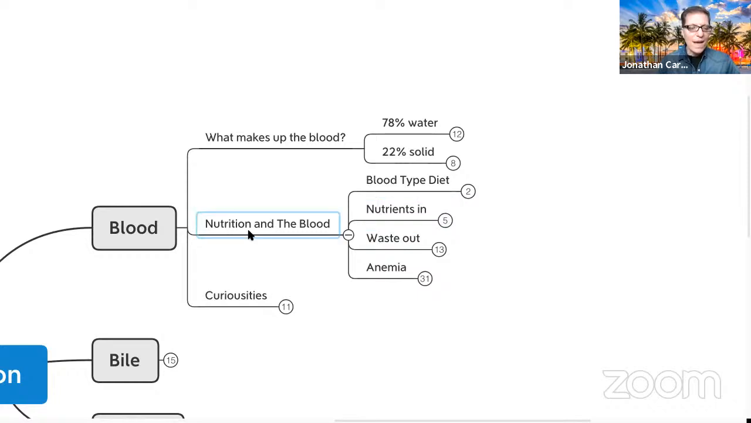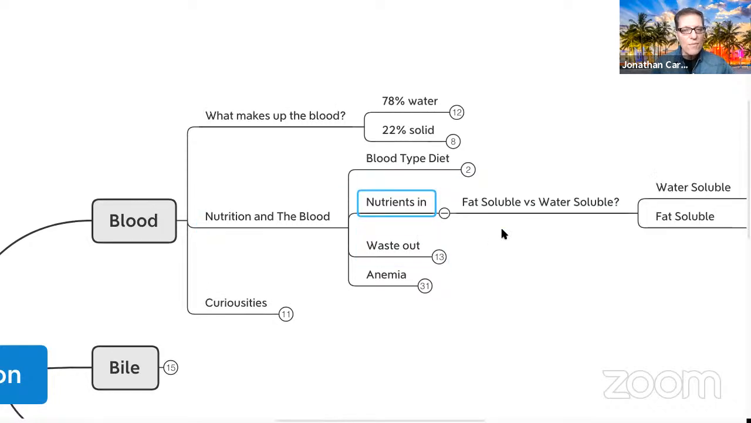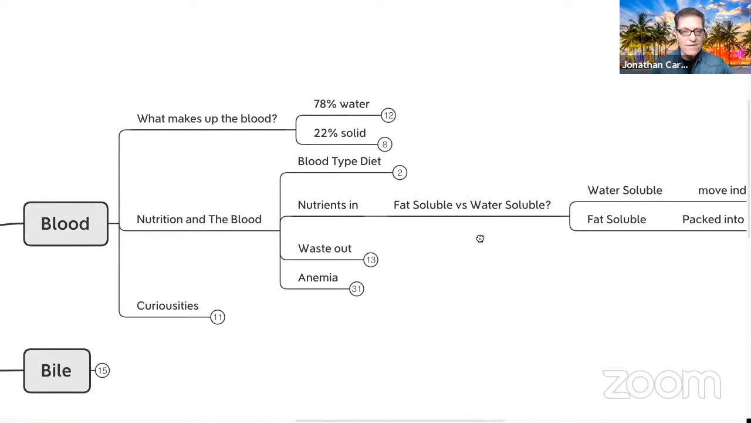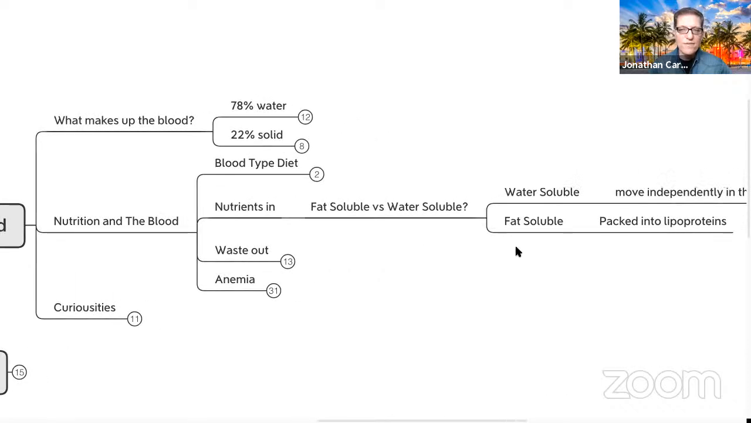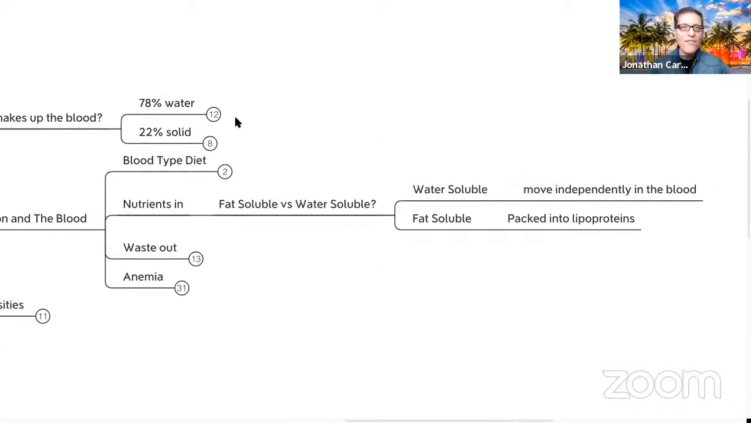Okay, so let's get back to nutrition and the blood. As we've already spoken about, we have fat-soluble things. Fat-soluble vitamins like A, D, E and K are all fat-soluble, but there are also other fat-soluble nutrients like fats, if you eat olive oil or other sorts of fats. And then there are water-soluble things. We know 95% of the plasma and 78% of the blood in general is water.